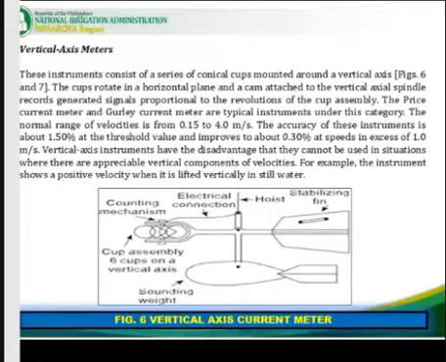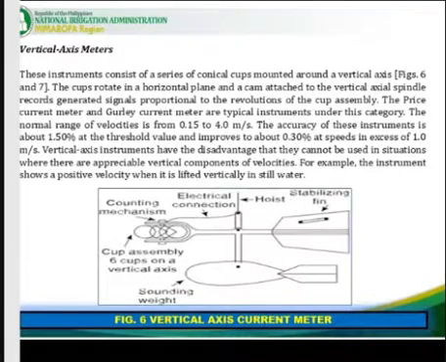Vertical axis meters. These instruments consist of a series of conical cups mounted around a vertical axis, which is shown in figures 6 and 7. The cups rotate in a horizontal plane and the cam attached to the vertical axis spindle records generated signals proportional to the revolutions of the cup assembly. The Price current meter and Gurley current meter are typical instruments under this category.